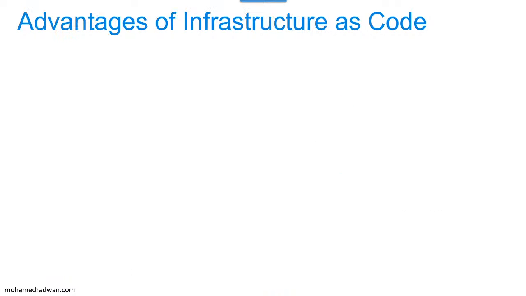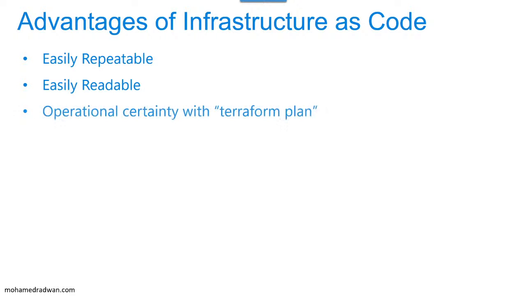So, advantages of infrastructure as code. It is easily repeatable. It's very fast and I can rely on that. It's easily readable. I can just open the file and understand from the file what the components of the infrastructure are, and the properties, the configuration, and so on. Operational certainty with Terraform plan. Terraform has what we call plan. It is something like a dry run, so it gives you the ability to understand what will happen if you run that. We will go through that exactly, but it's very important to understand in general the advantages of infrastructure as code.